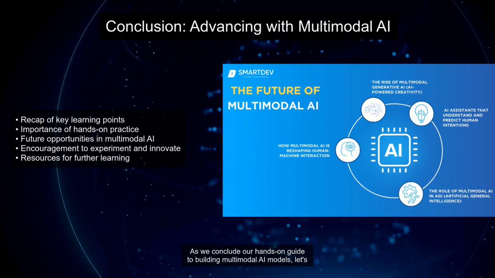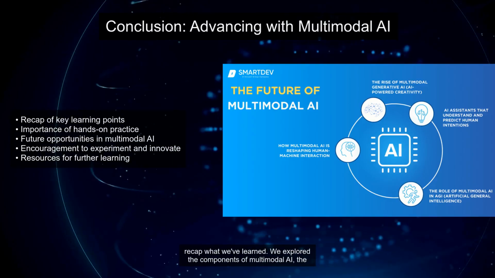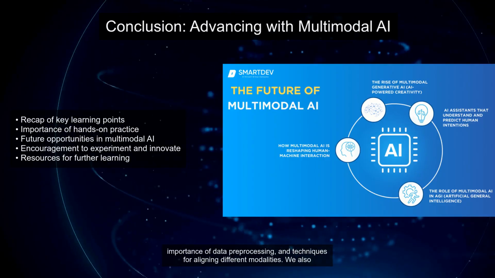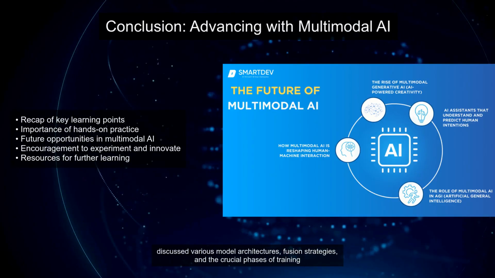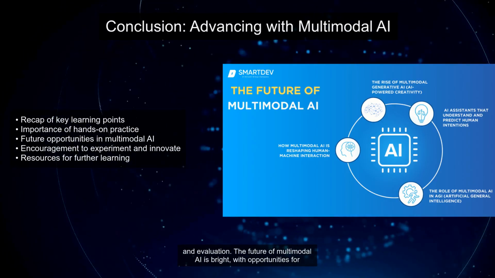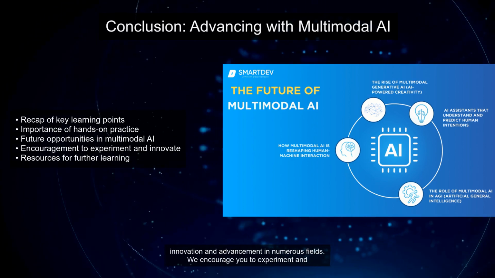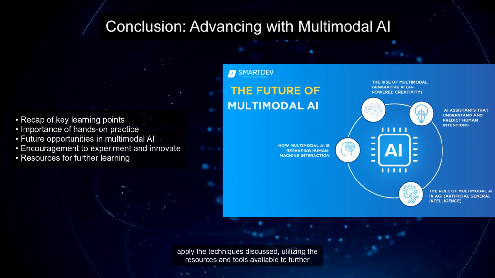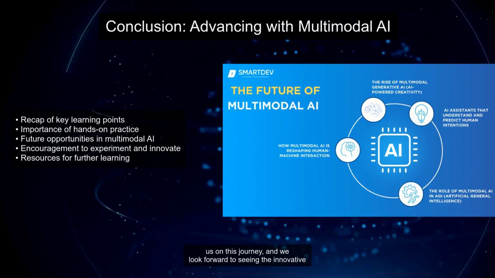As we conclude our hands-on guide to building multimodal AI models, let's recap what we've learned. We explored the components of multimodal AI, the importance of data preprocessing, and techniques for aligning different modalities. We also discussed various model architectures, fusion strategies, and the crucial phases of training and evaluation. The future of multimodal AI is bright, with opportunities for innovation and advancement in numerous fields. We encourage you to experiment and apply the techniques discussed, utilizing the resources and tools available to further your learning and development in this exciting field.